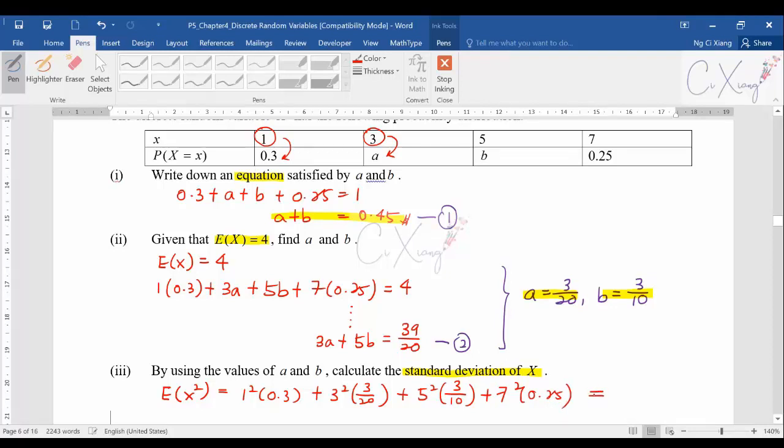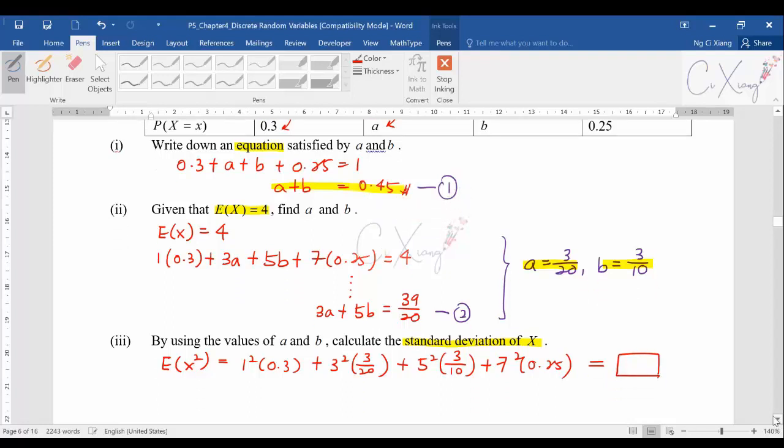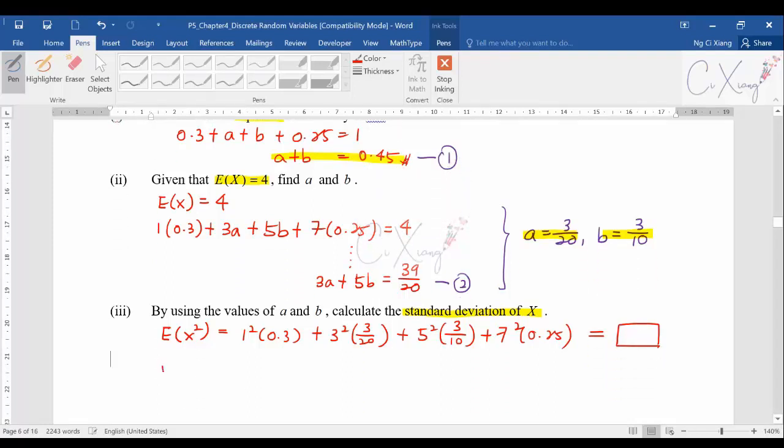Alright. So you should get a value. What is the value here? I don't want to show you. You try to complete it yourself. And then after that, you get the variance of X first. So to get the variance of X, it is E(X squared) minus the mean squared.